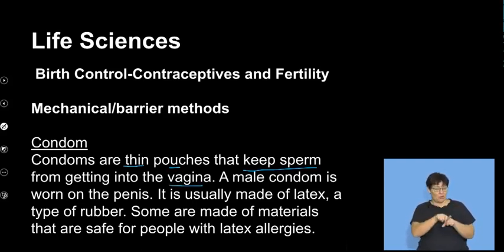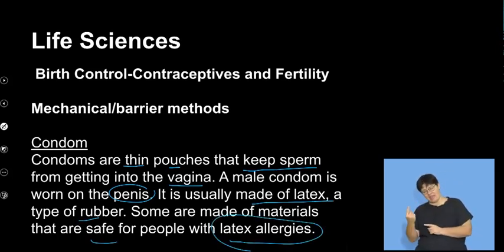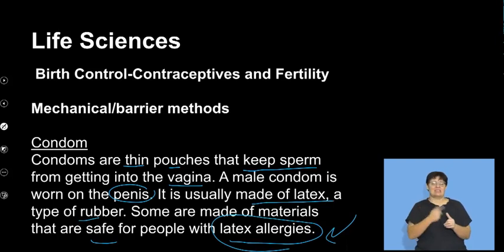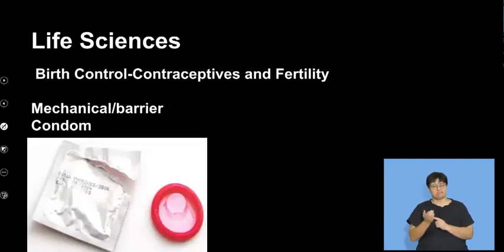A male condom is worn on the penis. It is usually made of latex, a type of rubber, but there are other materials used because some individuals have allergies to latex. So here's an image of a condom that is in its packaging that has been opened.